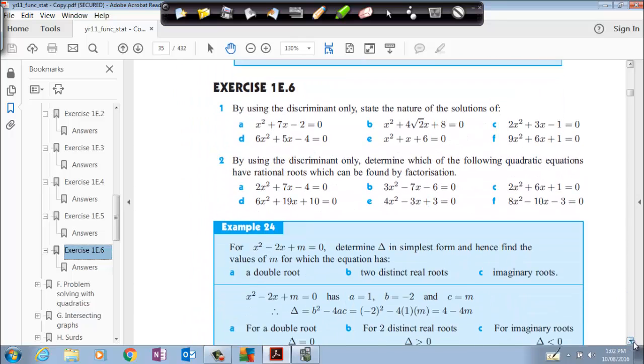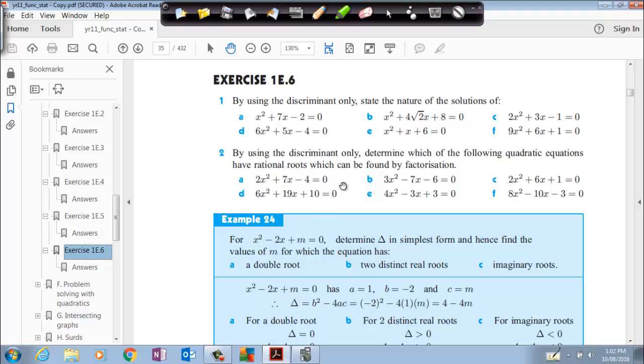So for example, let's do question 1. If you work out the discriminant of a, then you just simply do b squared take 4ac. So that'll be 7 squared, that's 49, minus 4 times a times c. And that value is 49 plus 8, which is a positive number. So the nature, we say there are two real solutions or two real roots. And you can do the remaining ones there a similar way.